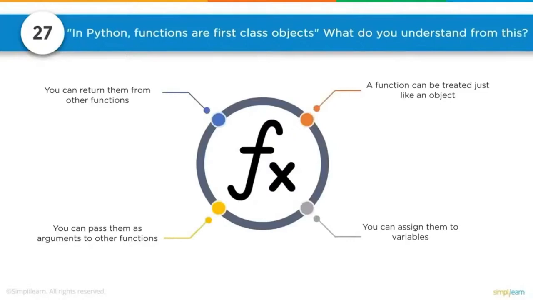Number 27. In Python, functions are first-class objects. What do you understand from this? This means I could return a function. It could be one from another function. I could create a function and treat it just like an object. I can assign it to a variable. I can pass them as arguments to other functions.